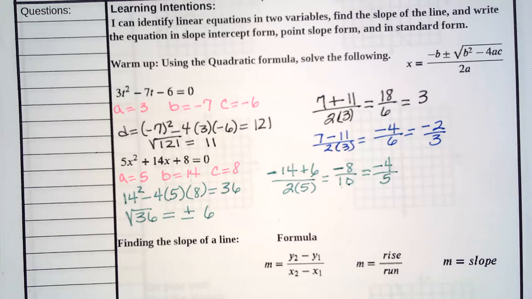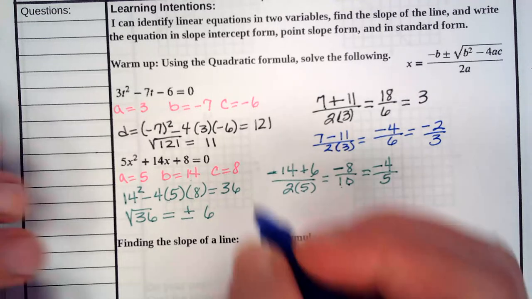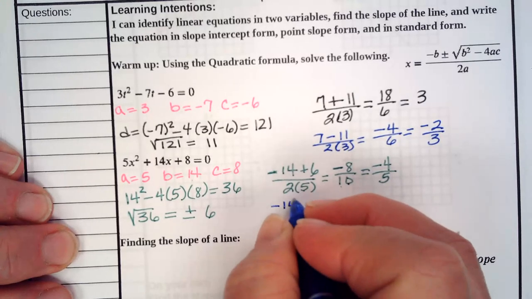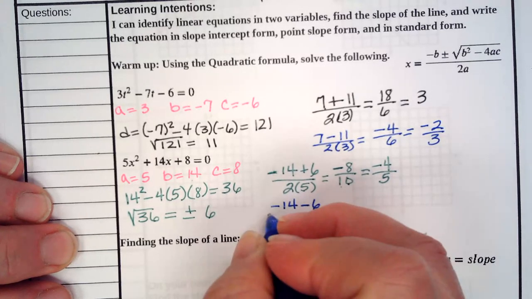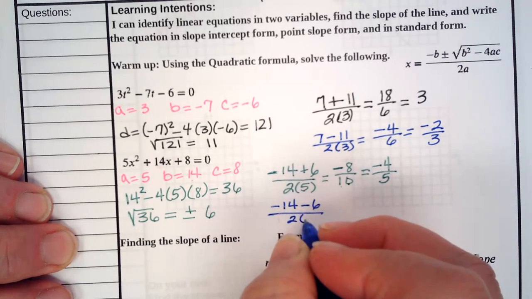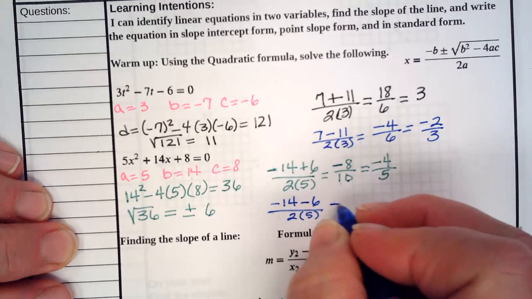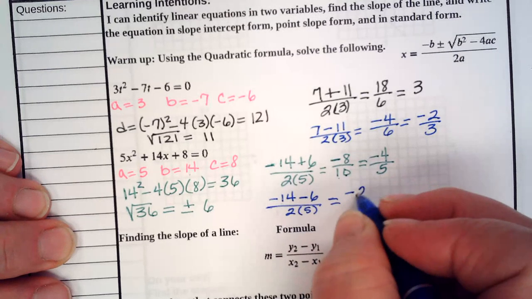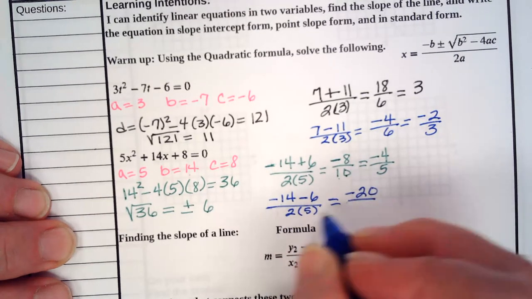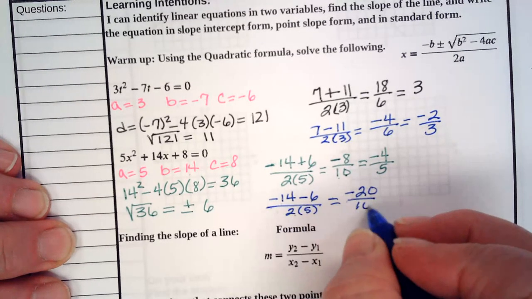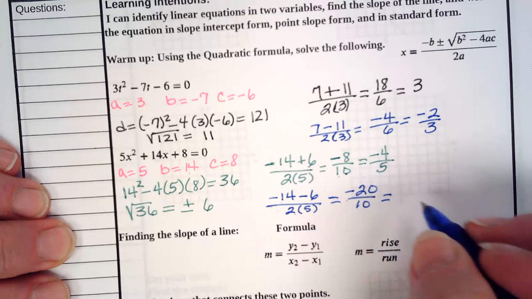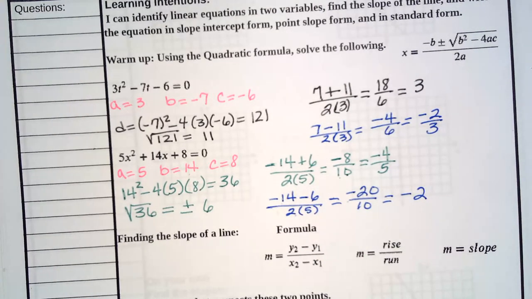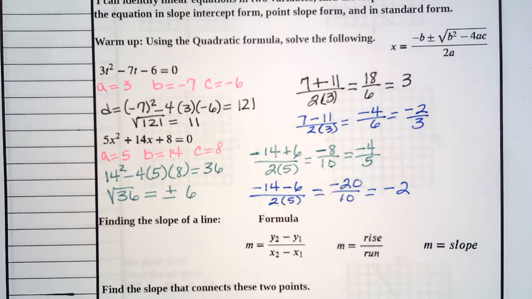Now the second answer is found the same way, but this time you subtract. Negative 14 minus 6 over 2 times 5. Negative 14 minus 6 more is negative 20 over 2 times 5 is 10. Negative 20 divided by 10 is negative 2. And now you've found both of your solutions.